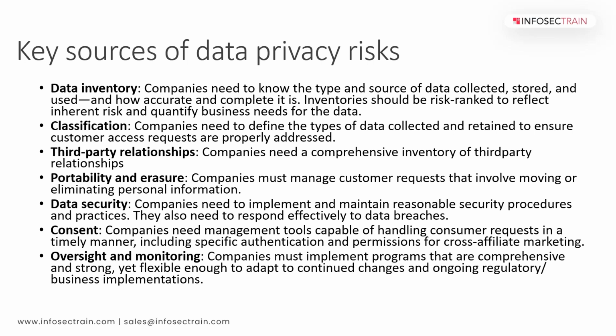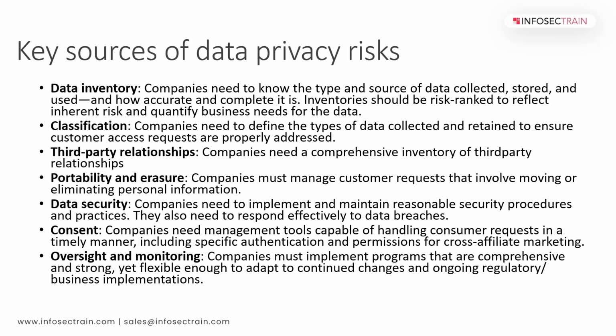Then most of the time, when running an organization, you will have a third-party relationship, which means you will be outsourcing. You may be getting some services done by somebody else, or you may be doing a service for somebody else. Either way, the information is prone to be communicated to some third party. In such a case there is much more risk, because you are holding the data of an individual and that information is going to be communicated to somebody else. Now the risk is actually doubling. That is the third-party relationship we talk about. Portability and erasure: companies must manage customer requests that involve moving or eliminating personal information, when you are transporting or communicating it.